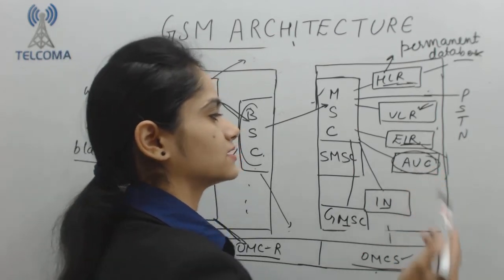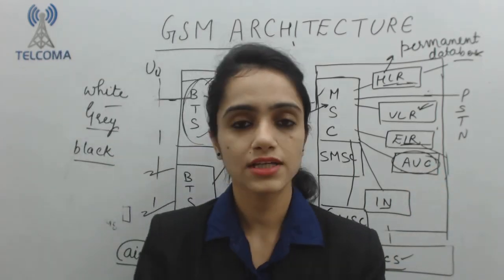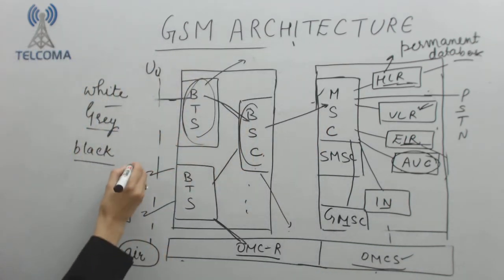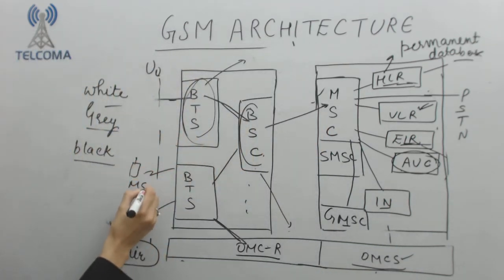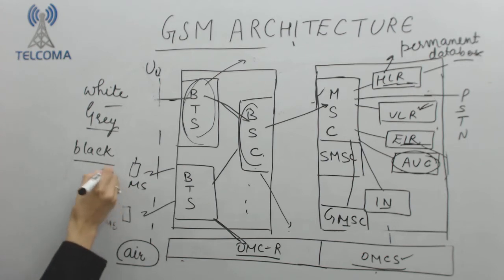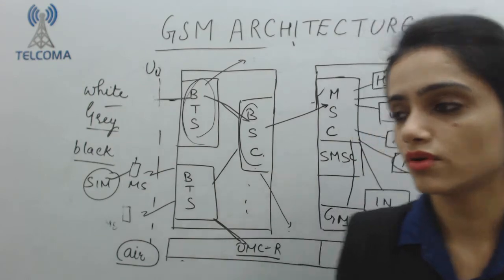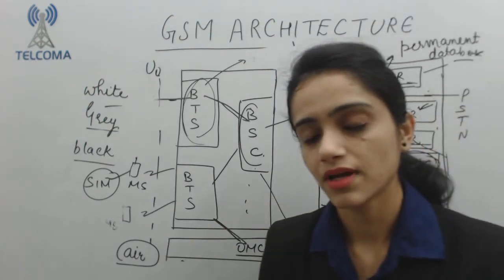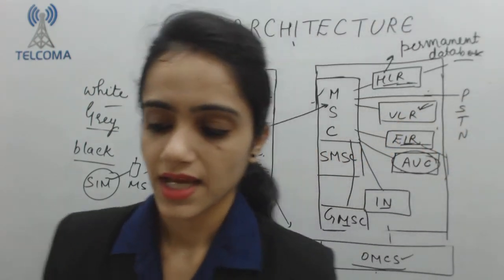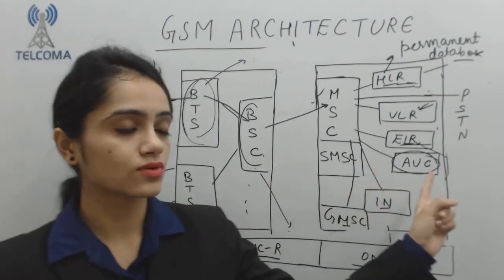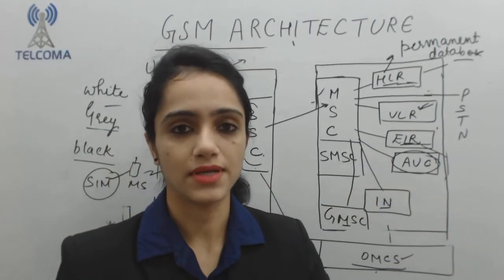After that, we have an authentication center. Authentication means verification. Now, in my SIM, that means my mobile station, I have a subscriber identity module. In this subscriber identity module, or the SIM, I have a key stored. And the same key is stored in the authentication center database.